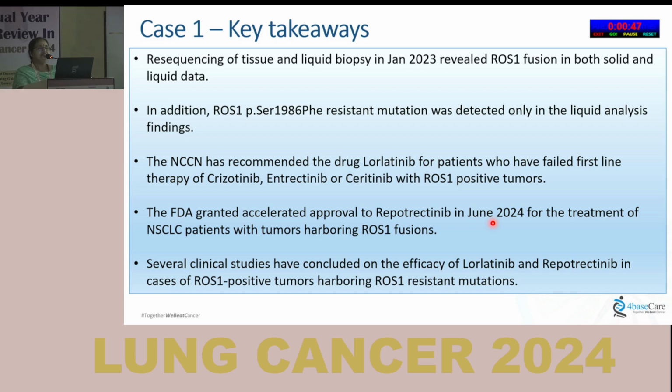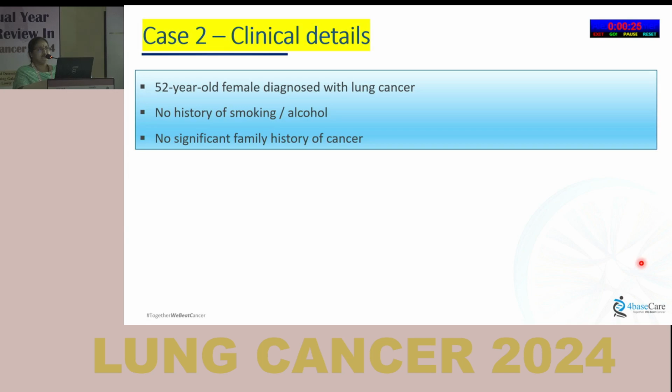liquid and tissue biopsy profiling. So these are the take-home messages. As I said, we can look at the second and third generation inhibitors when you have mutations in the kinase domain, lorlatinib or repotrectinib. Now, this is another case of lung cancer.